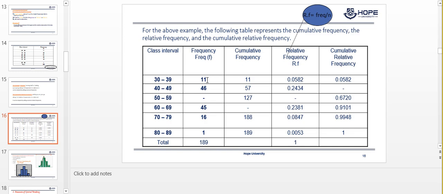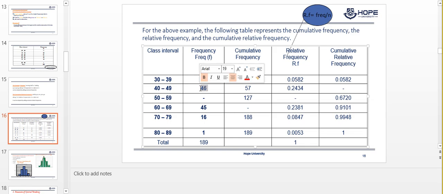In the class interval and frequency distribution, we have cumulative frequency. Cumulative frequency means we add this number to the first number. We write the first one the same, but in the second number we add this. That means 46 plus 11, we have 57. Also here we have 127. We should make a subtraction to get the real number. For example, if we have 127, we should subtract 57, and we get the actual number of this column, which is 70.